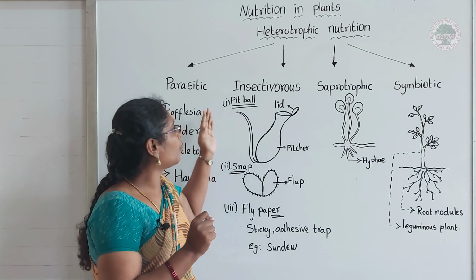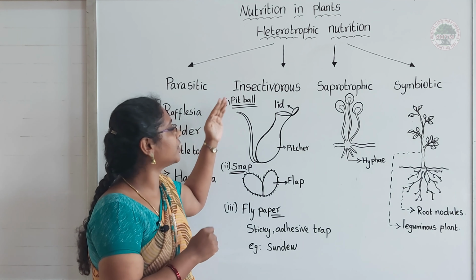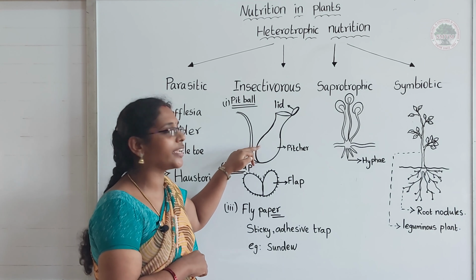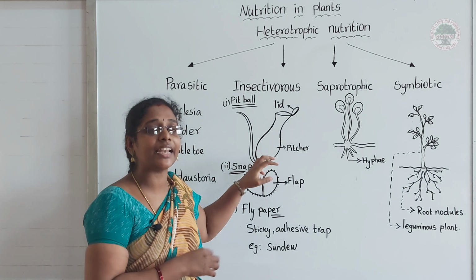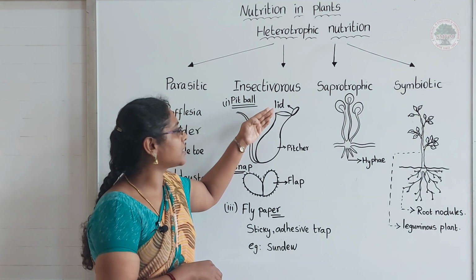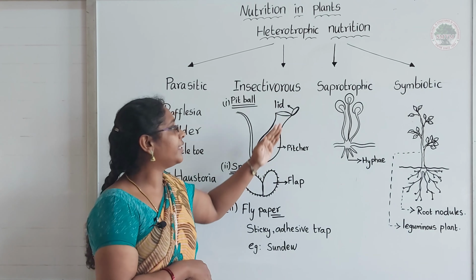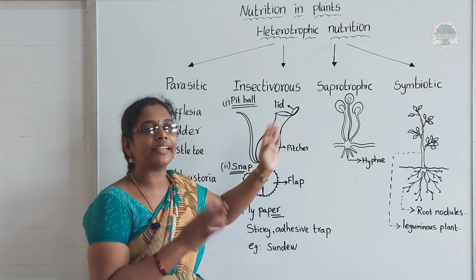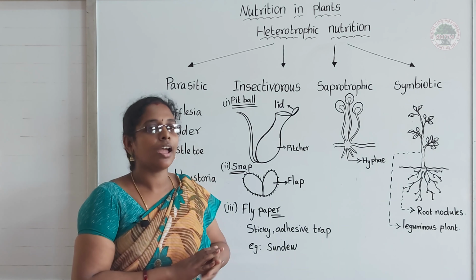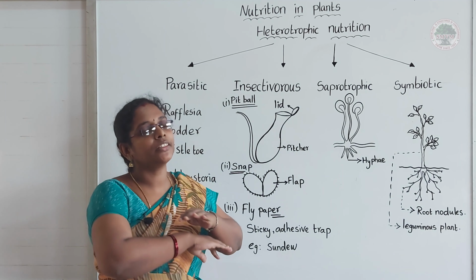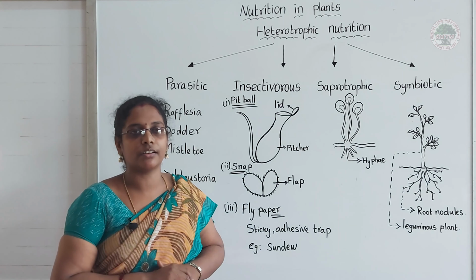What actually happens is, after the insect reaches the top, it slips on the digestive enzyme present inside as nectar and falls inside. After the insect falls in, the lid at the top covers the pitcher, and with the help of the digestive enzyme inside, everything gets digested.